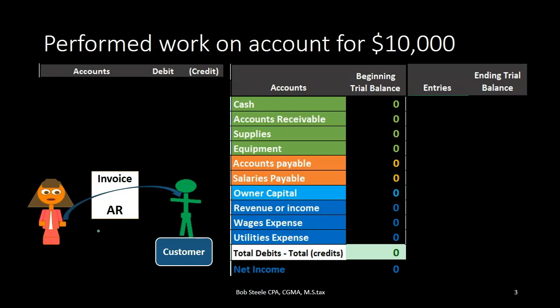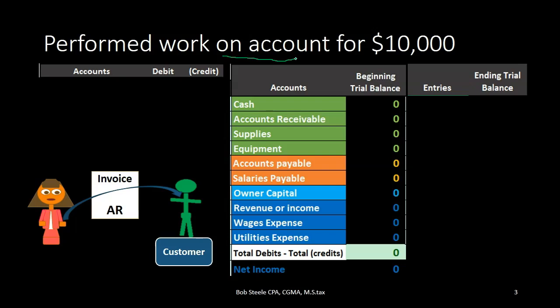First transaction, performed work on account for $10,000. First question we will always ask, is cash affected? In this case, no, we didn't get cash, and the key term here is on account. Be aware of that key term.